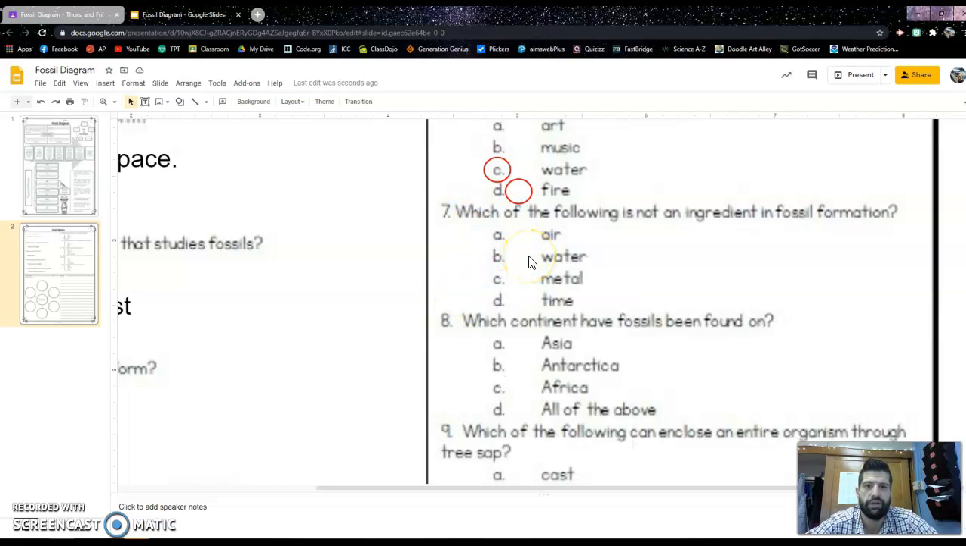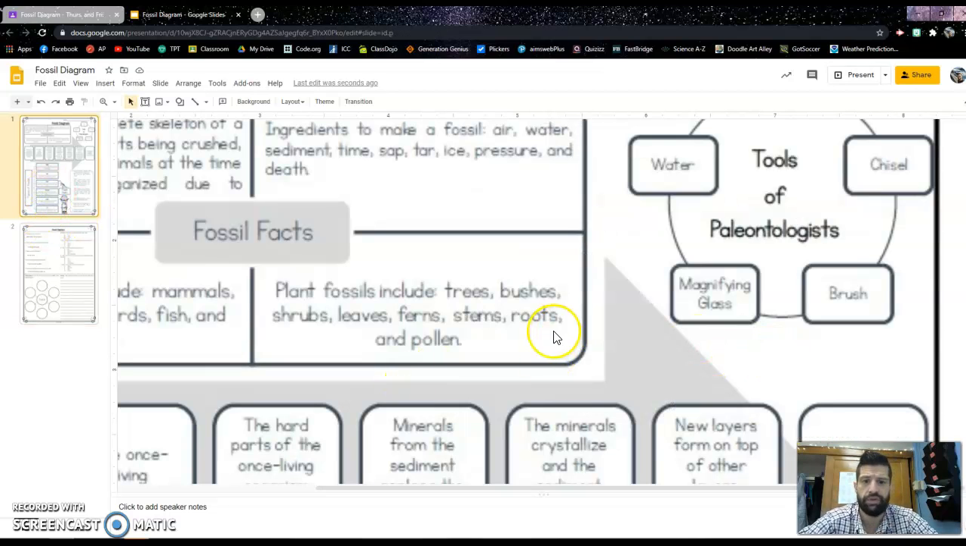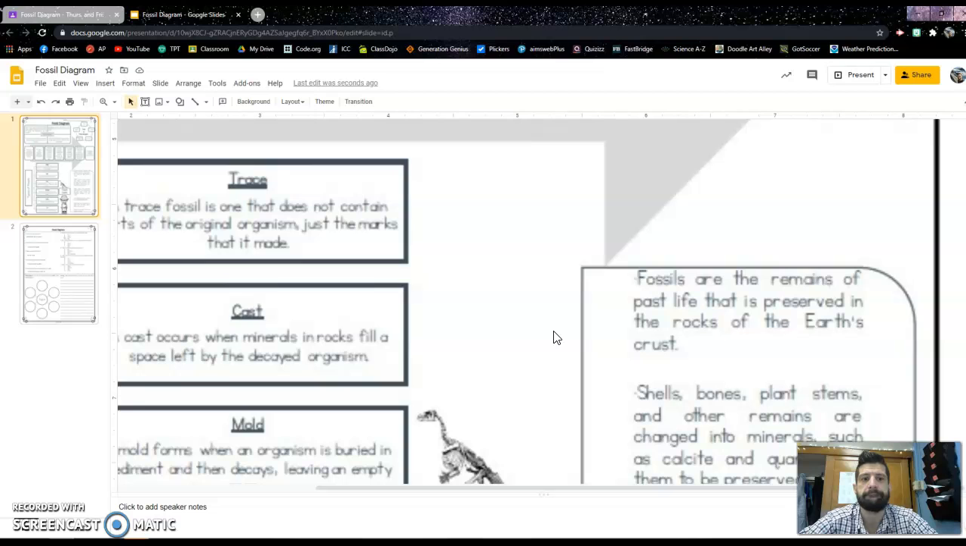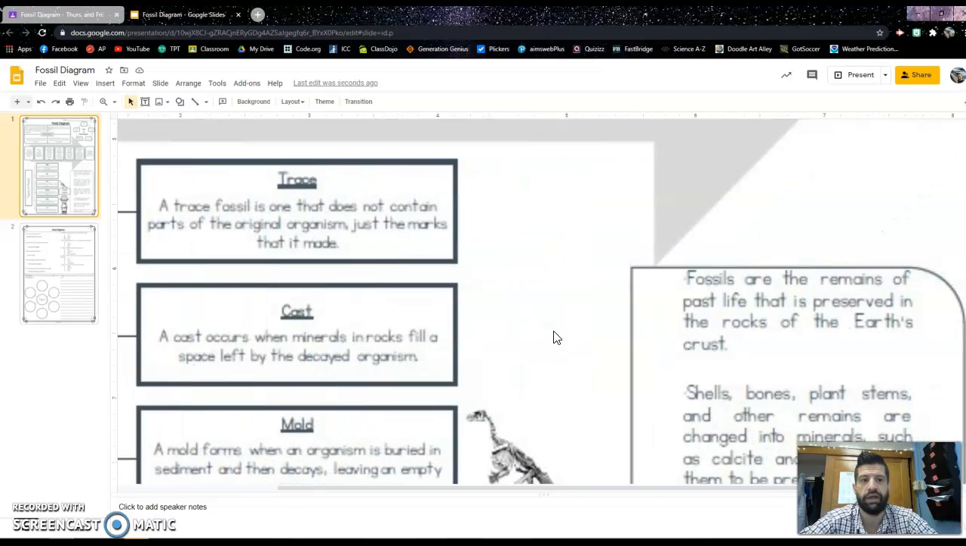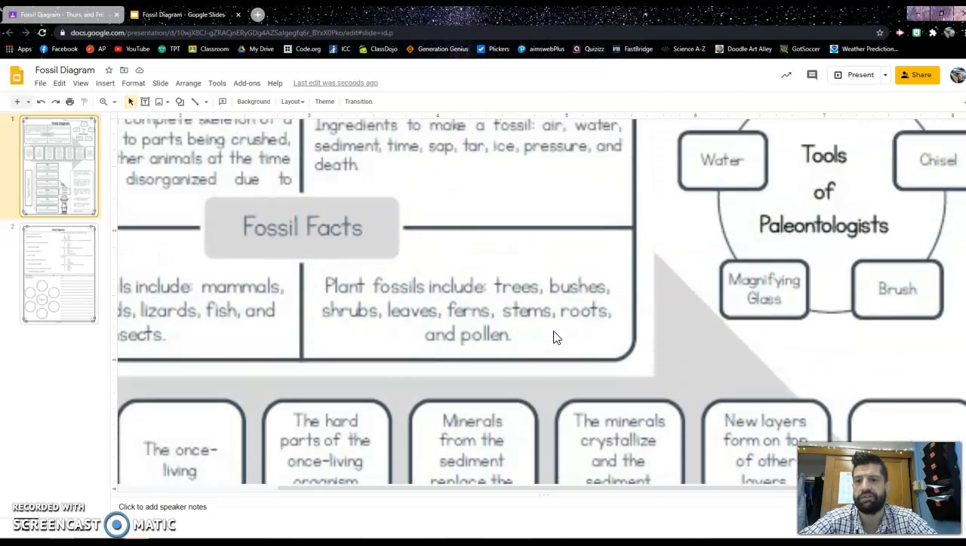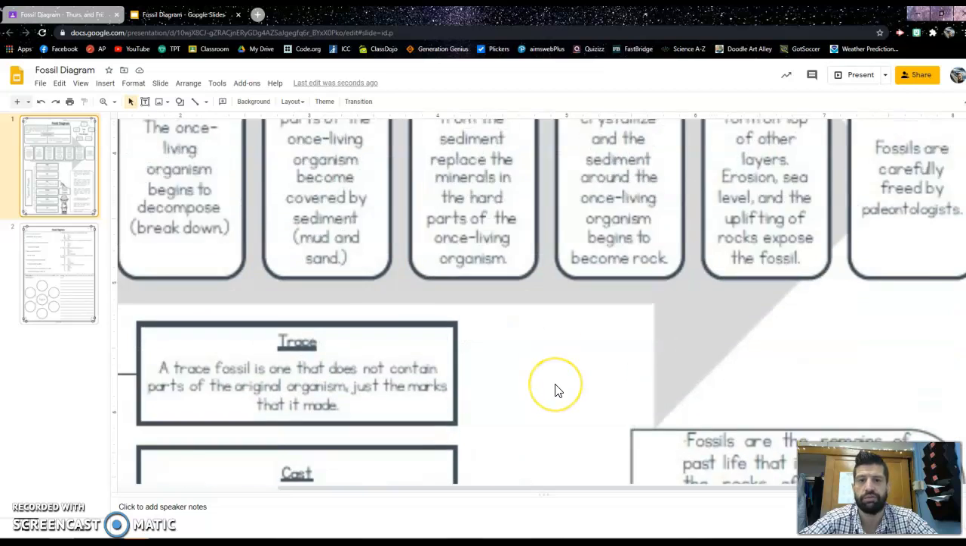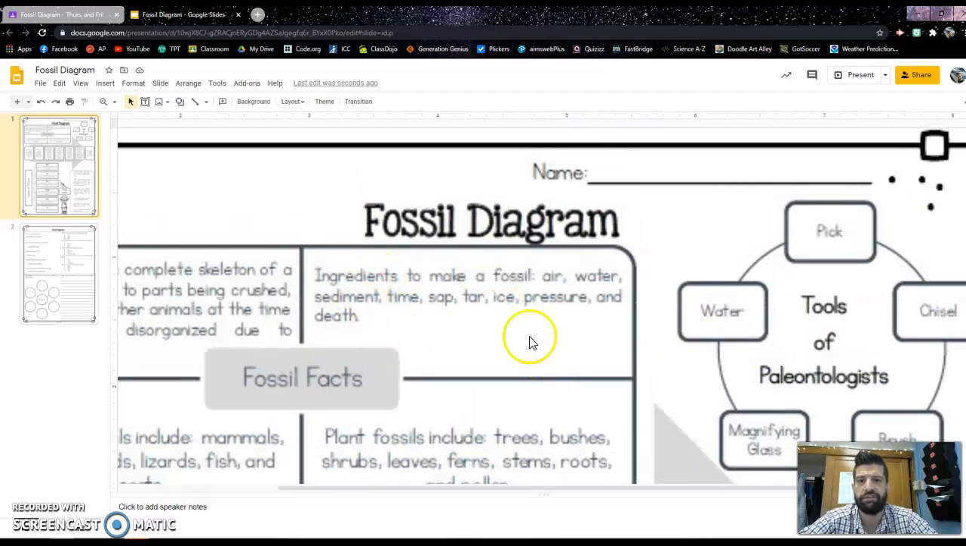And so looking at number 7, which of the following is not an ingredient in fossil formation? What do we not need to form a fossil? Do we need air? Again, this goes back here. We had, where was our list of ingredients? List of ingredients. Oops, I just lost it. List of ingredients to make a fossil. We have air, water, sediment, time, sap, tar, ice, pressure, and death.